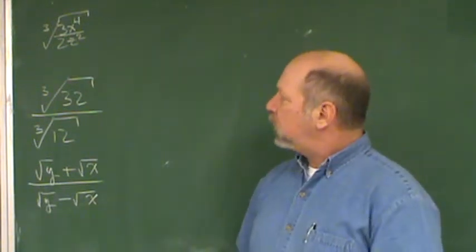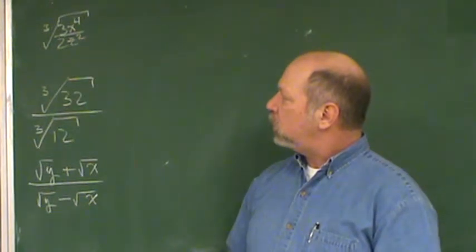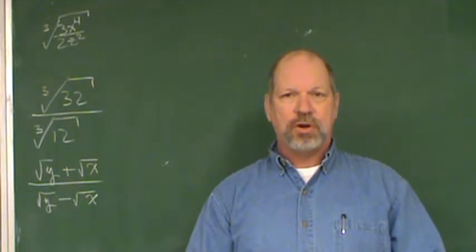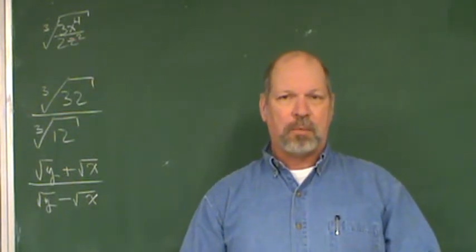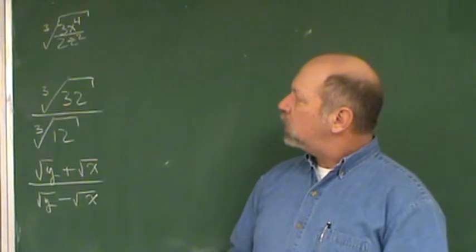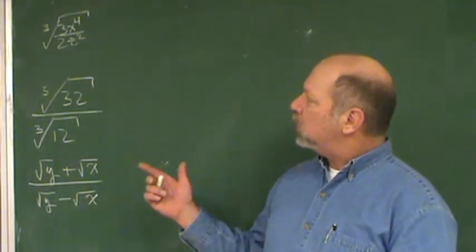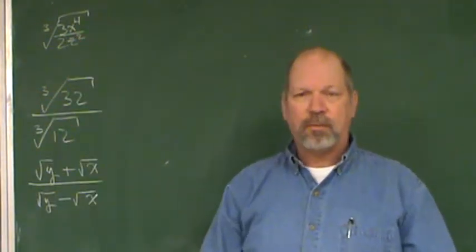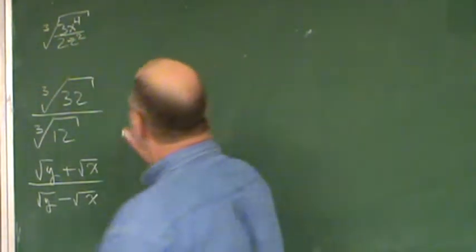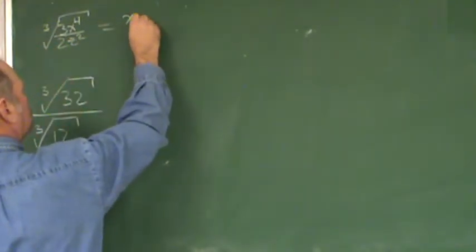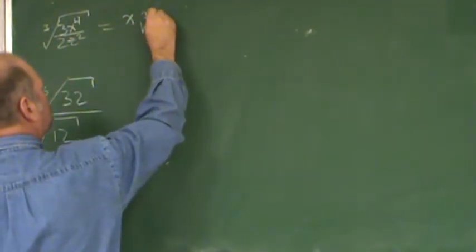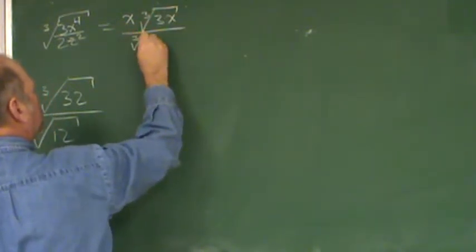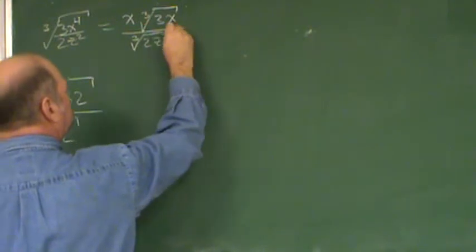In this first example, we have the cube root of 3x to the 4th over 2z squared, and it's all under the same cube root. Now, I suggest simplifying inside parentheses as much as you can whenever possible. If you look at it, the only thing that you can really do here is the cube root of x to the 4th. 4 is bigger than 3, so we can simplify that. This turns into x times the cube root of 3x on top. On bottom, we have the cube root of 2z squared.